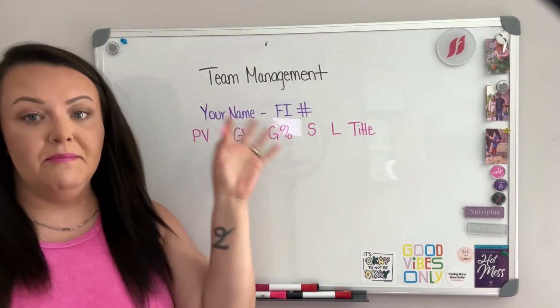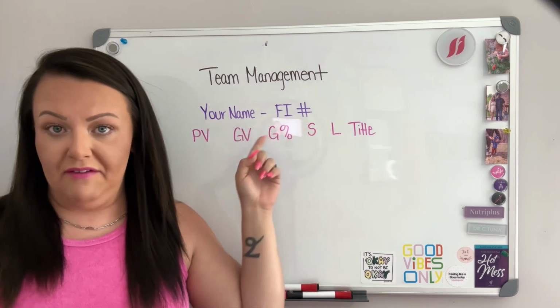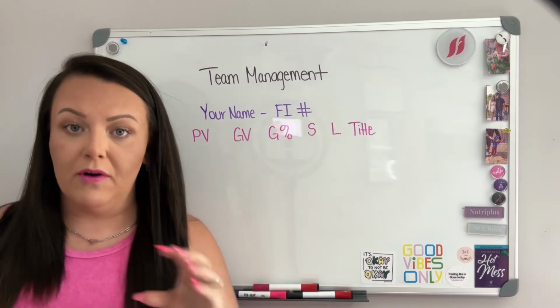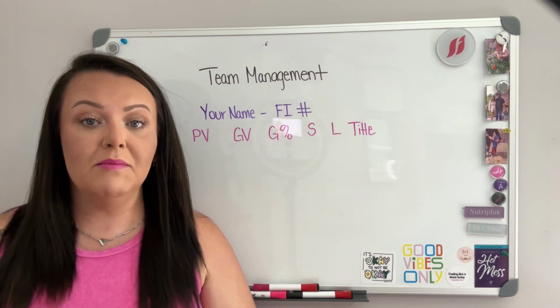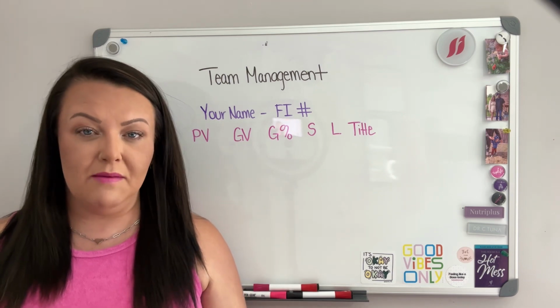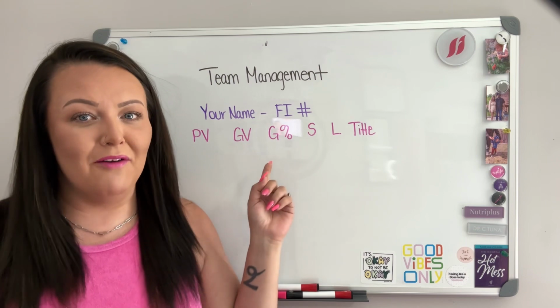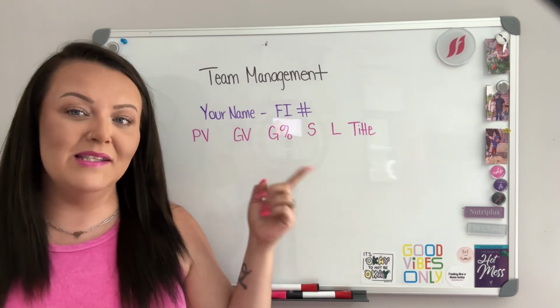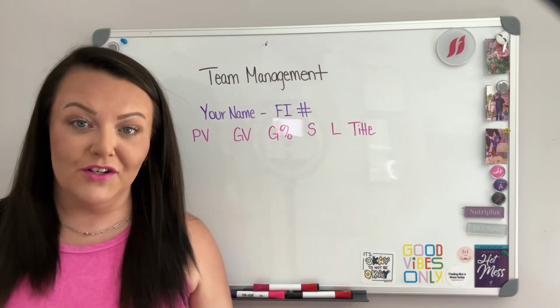So when you go into team management, of course, you're going to see your name and then you're going to see your FI number. This is your pharmacy influence number. It is the same number you can send your customers to make sure orders go to you, or even send to potential team members for them to make sure that they're joining underneath of you. So that number is super helpful. You'll see that number multiple places, but you will see it under team management as well, along with all the numbers of your team members.